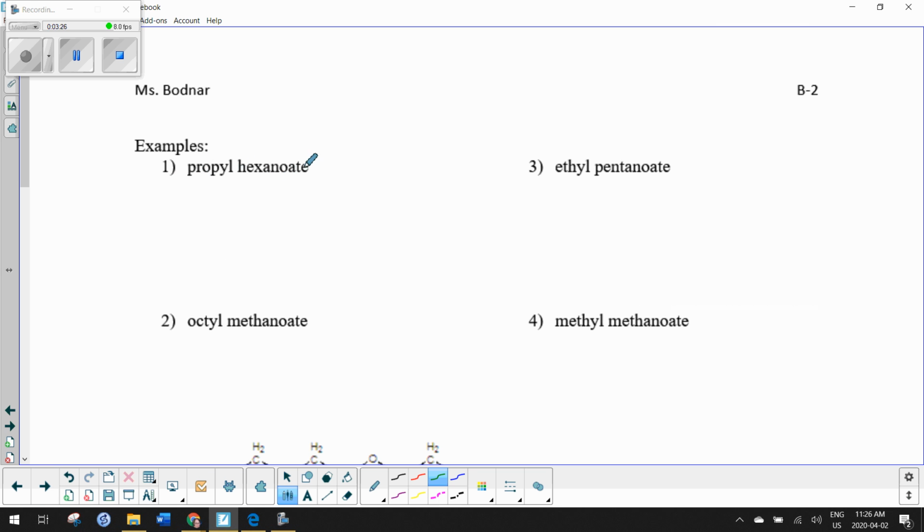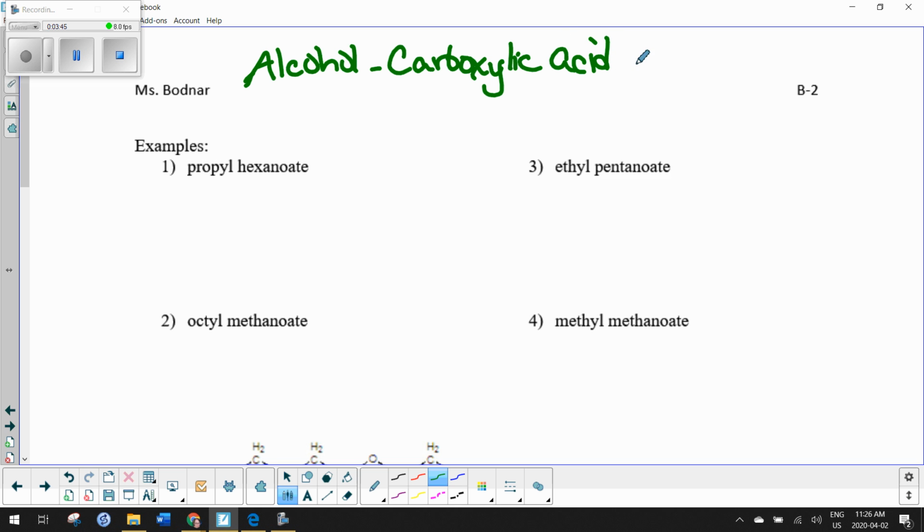So we have propyl hexanoate. The alcohol portion always comes first when you're naming, and then the carboxylic acid. Together, when you react these two, it makes your ester. The propyl part came from the alcohol, and the hexanoate came from the carboxylic acid. I'm just putting A and CA to represent those two.